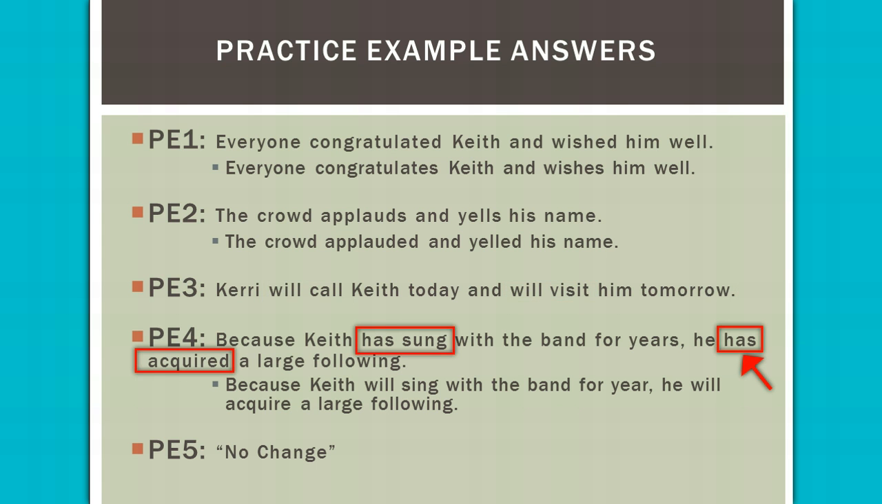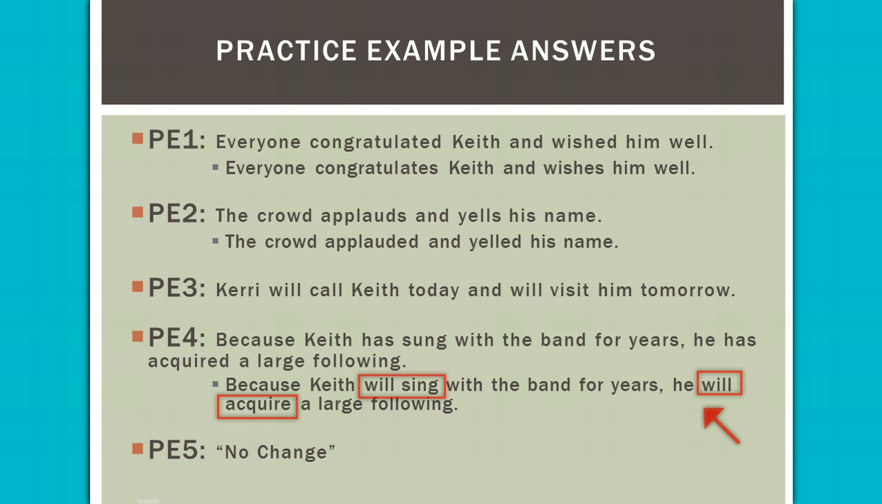Number 4. Because Keith has sung with the band for years, he has acquired a large following. Or number 4 also could be, because Keith will sing with the band for years, he will acquire a large following. And number 5, there should be no change because the verbs were already consistent in that example.